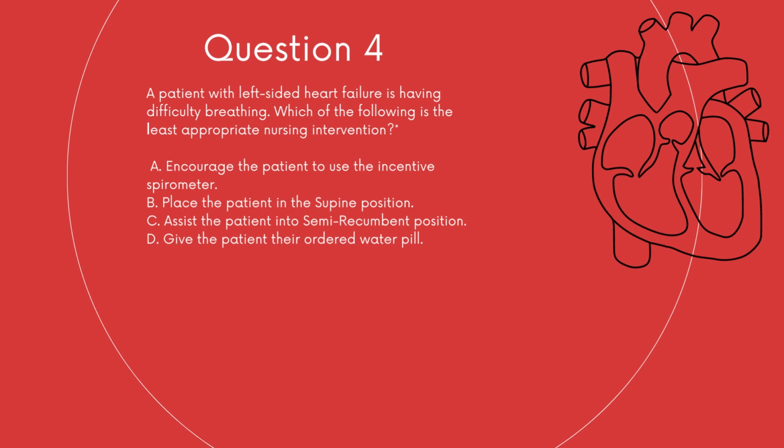We have 4 options here. First one, A, encourage the patient to use the incentive spirometer. B, place the patient in supine position. C, assist the patient into semi-recumbent position. Or D, give the patient their ordered water pill. You want to go through each of these answers independently and see which one is the least appropriate. Pause here, give yourself a minute, and go to the answer when you're ready.